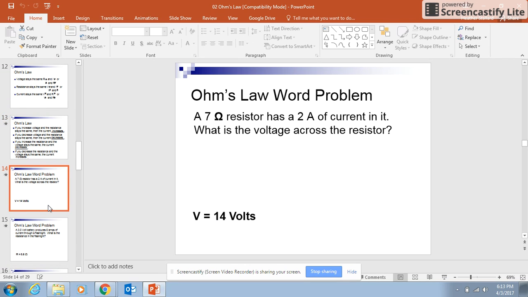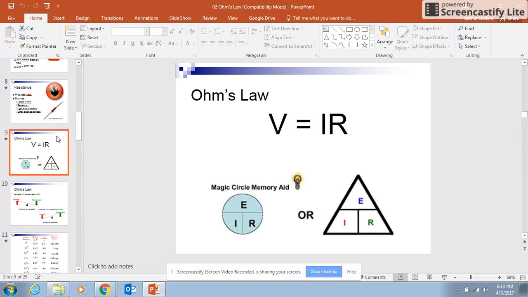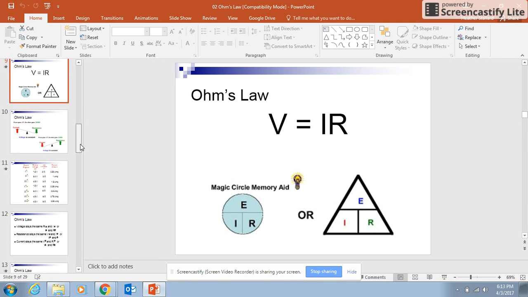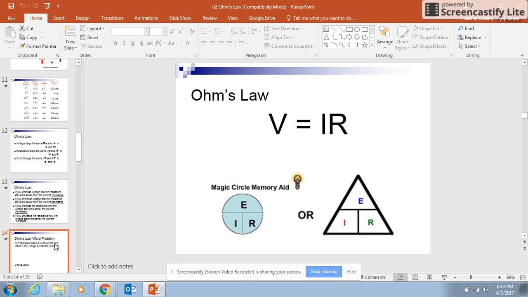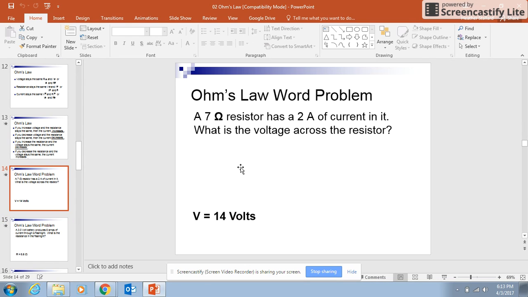All right, a couple of examples here. Let's say that we have a 7 ohm resistor and it has 2 amps of current in it. What is the voltage across the resistor? I am not at school to show this to you, but most of you are smart enough to know that we're going to use the V equals I times R equation. Looking back at our problem, it's asking for voltage. So all we're going to do is multiply 7 times 2 to get 14 volts.